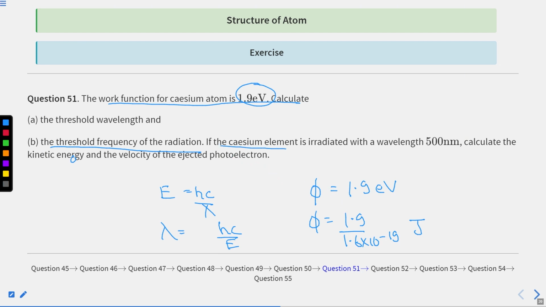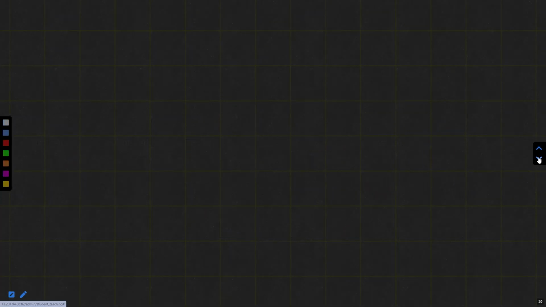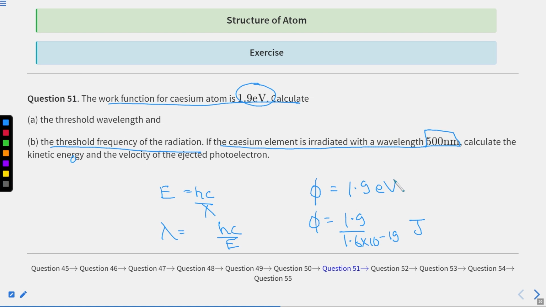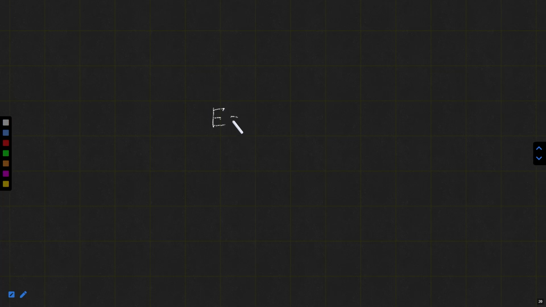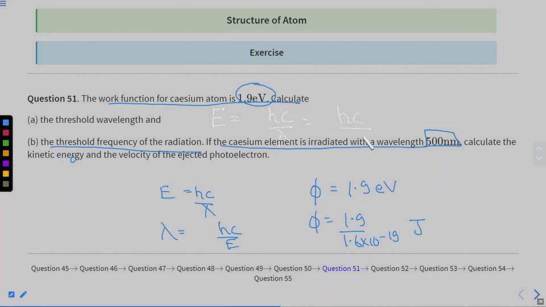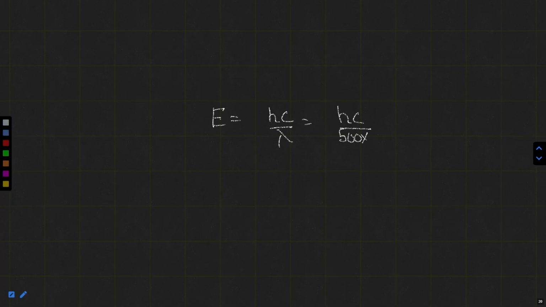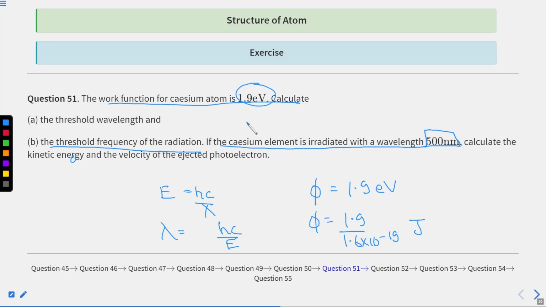Now, if the cesium element is irradiated with 500 nanometer, we have to calculate the kinetic energy and the velocity of the ejected photoelectron. How will we calculate it? First, we have to calculate the energy of this photon that has a wavelength of 500 nanometer. So E is equal to hc by lambda, or hc by 500 into 10 to the power minus 9 joule. So this is your energy. Now you have to calculate the kinetic energy. Then we will subtract the work function from it.